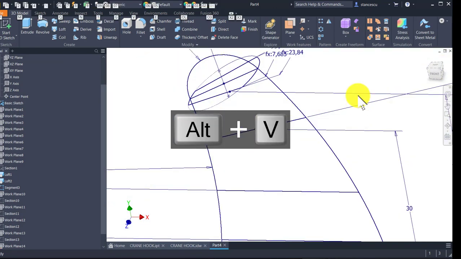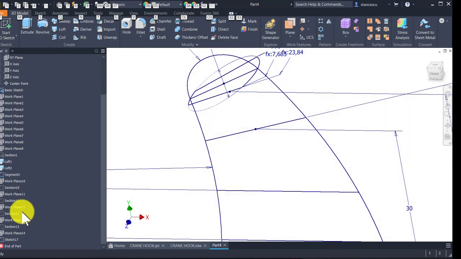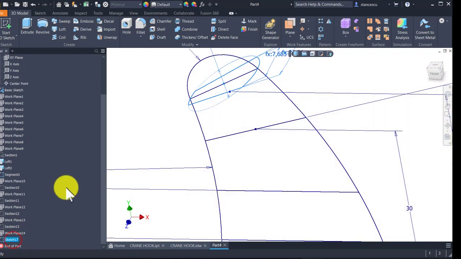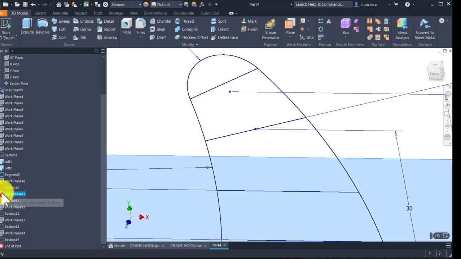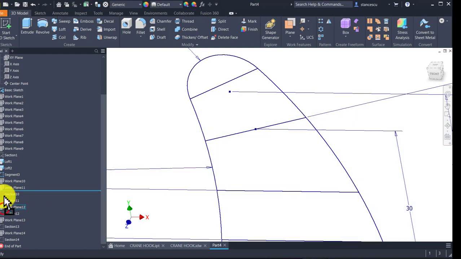Alt V, section number 14, section 14 and not visible. Once again we group work planes one after another to select all of them, all the sections. You see 10, 11, 12, 13, 14.